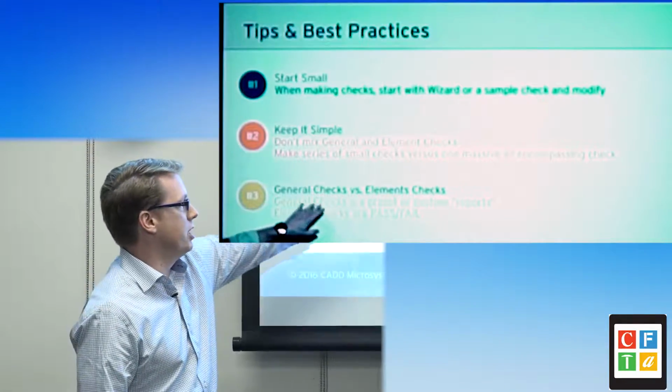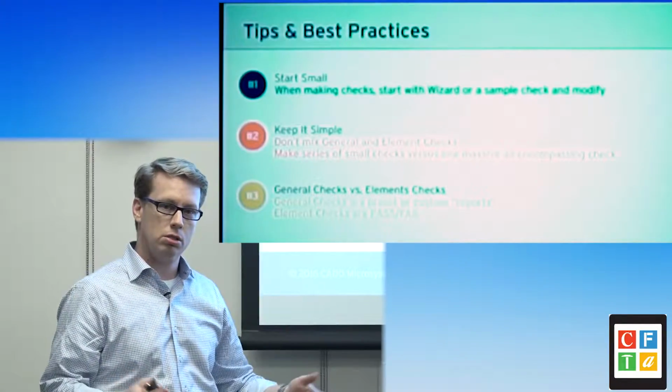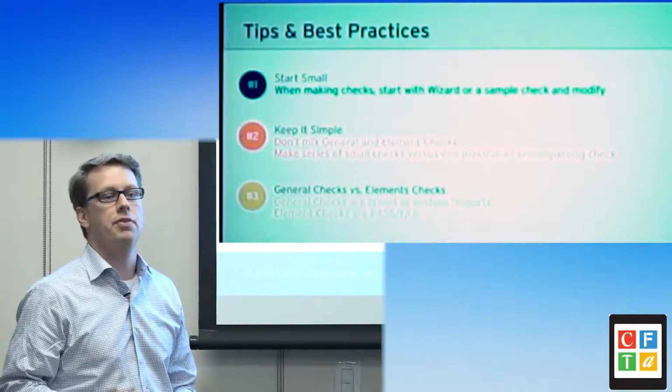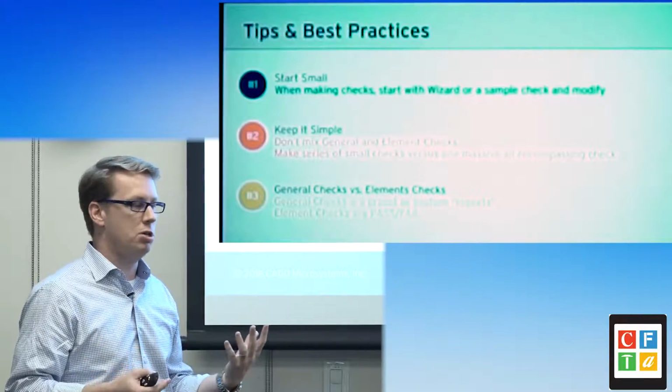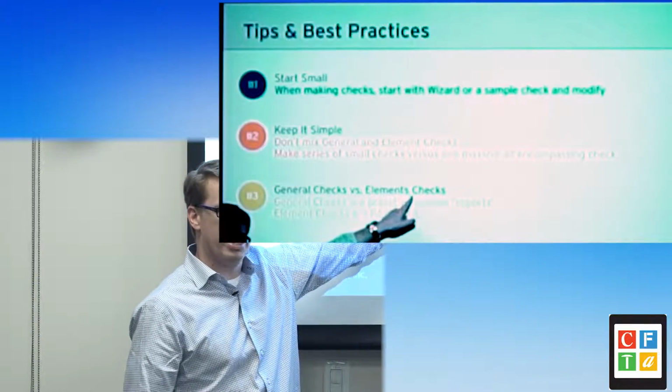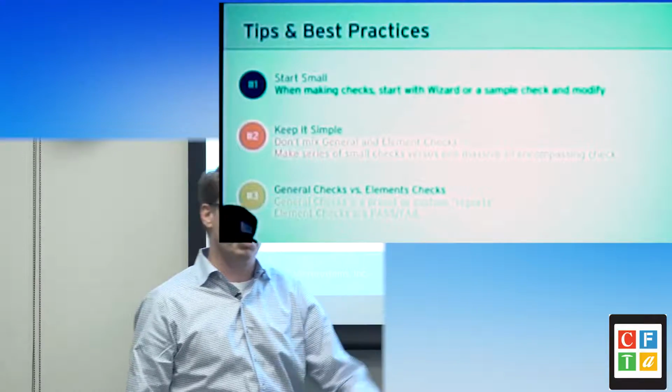General checks versus element checks. General checks look at the model as a whole. Give me some reports on numbers of things that are in there. Tell me can anything be purged, so on. Element checks is what we just created, which is look at a specific type of element and tell me something about it.